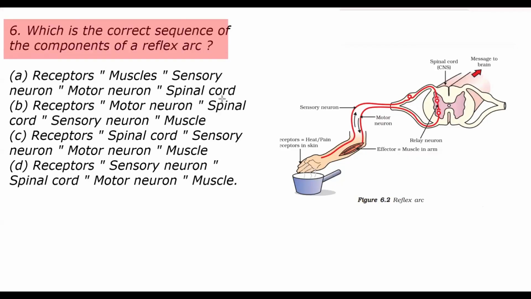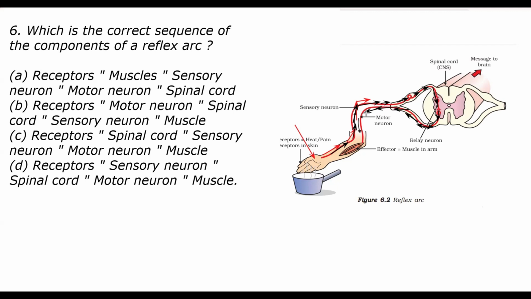The question here is, which is the correct sequence of the components of the reflex arc. For that, I have already taken the diagram from your textbook. You can observe in the pathway, first it is the receptors, then through the sensory neurons it travels to the spinal cord, passes through the relay neuron, and through the motor neurons it comes to the effector.